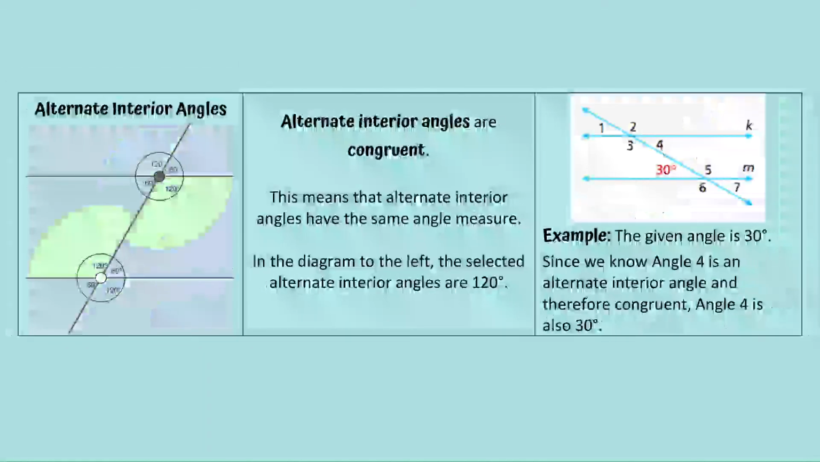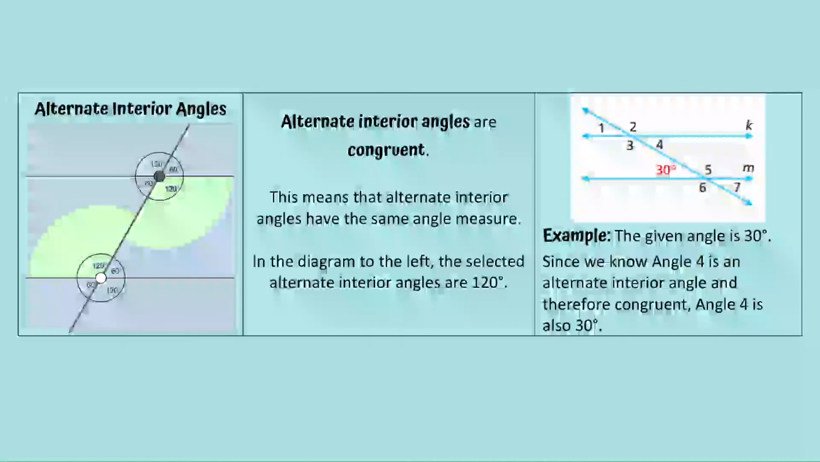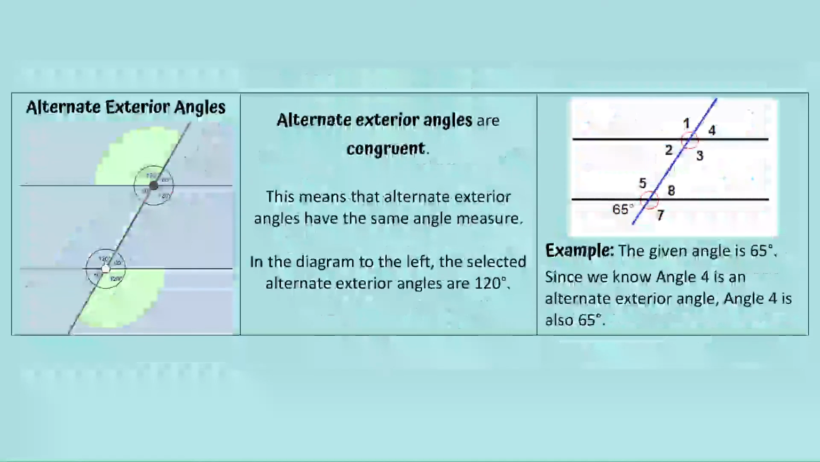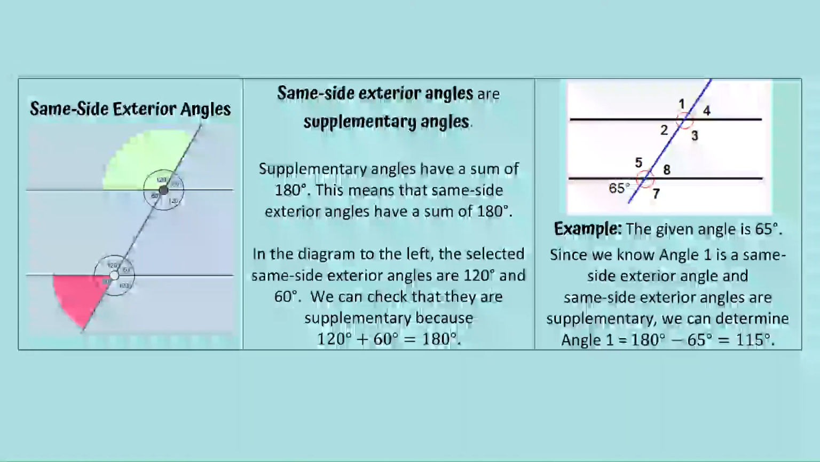Just to review real quick. Corresponding angles, alternate interior angles, and alternate exterior angles are congruent. Same side interior angles and same side exterior angles are supplementary. Let's look at some examples.